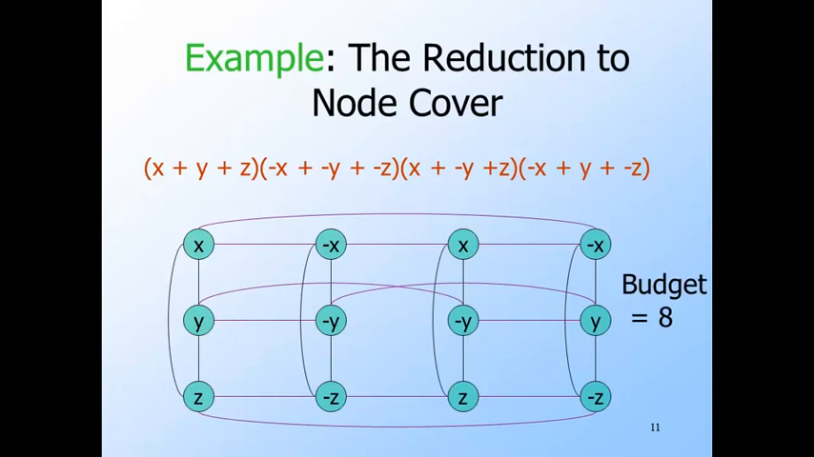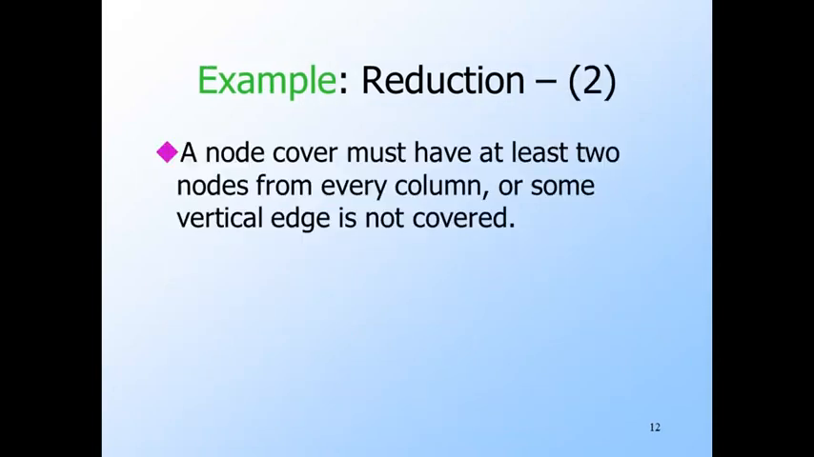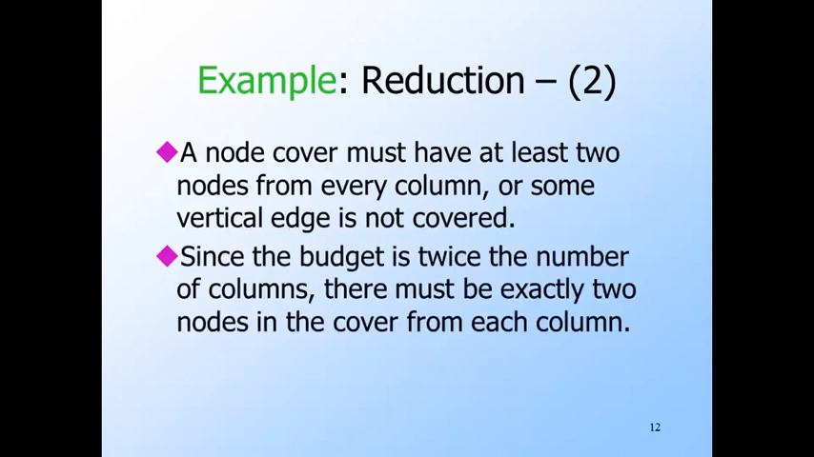And the final part of the output is the budget k. Since there are 4 clauses, the budget is k equals twice that, or 8. The first thing to observe about the constructed graph is that a node cover must have at least 2 of the 3 nodes in every column. If it has only 1 node in a column, then the vertical edge between the 2 unselected nodes will not be covered. And if the node cover has 0 nodes from a column, then all 3 edges in that column will be uncovered.